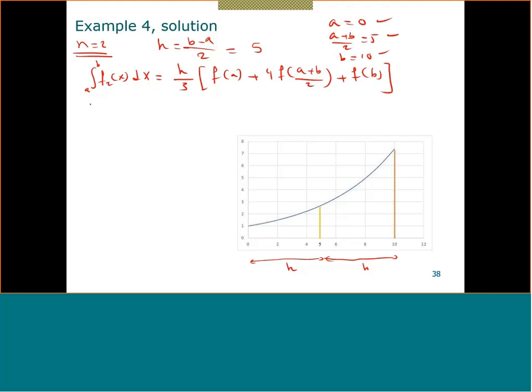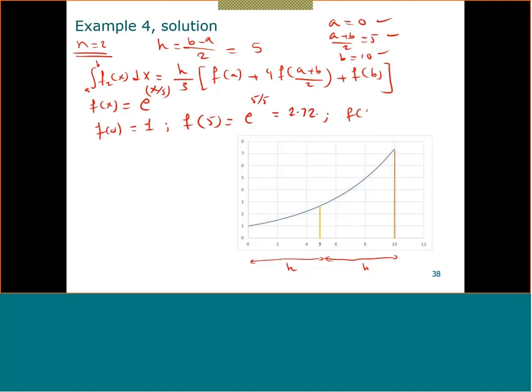We know that our function f of x is equal to e to the power of x divided by 5. So I need to find f of 0. So we just substitute, which is equal to 1. I need to find f of 5. So it is e to the power of 5 divided by 5, or e to the power of 1, which is 2.72.